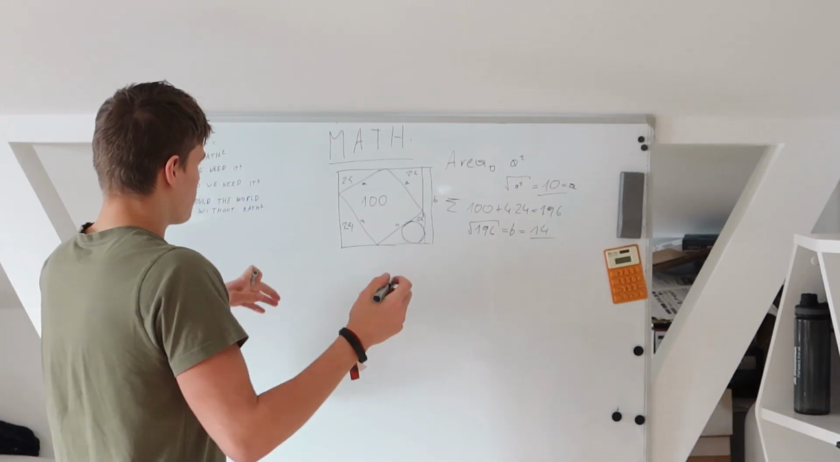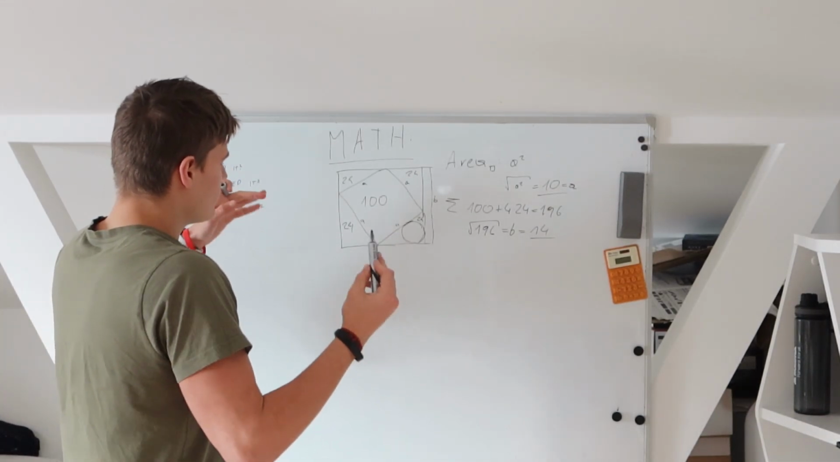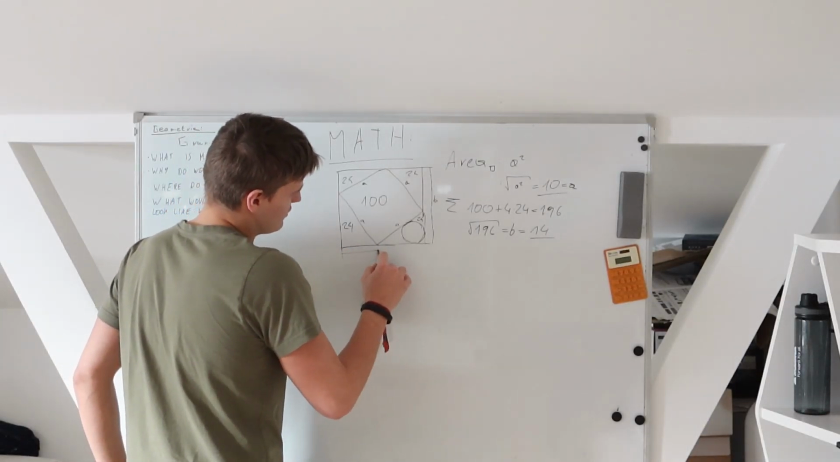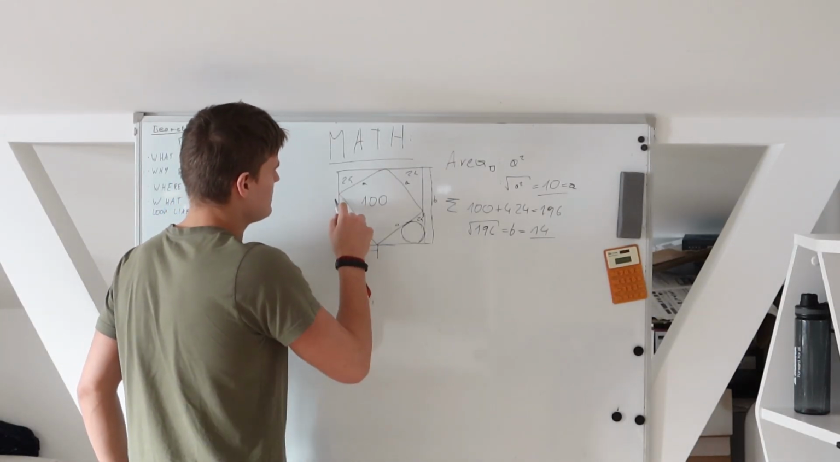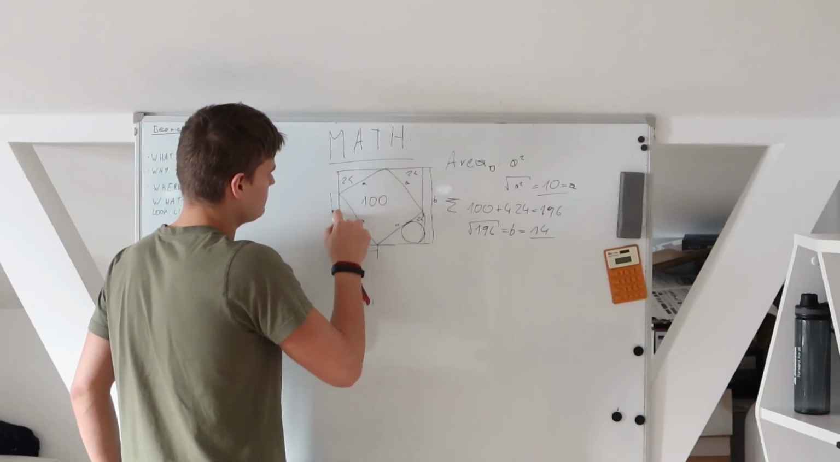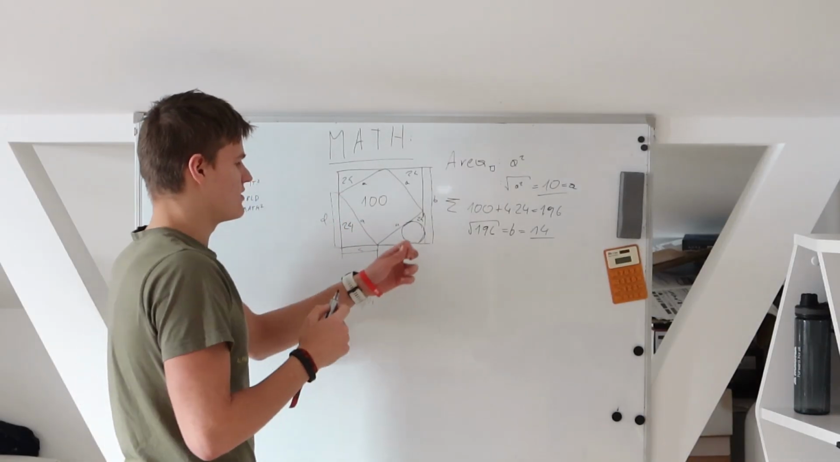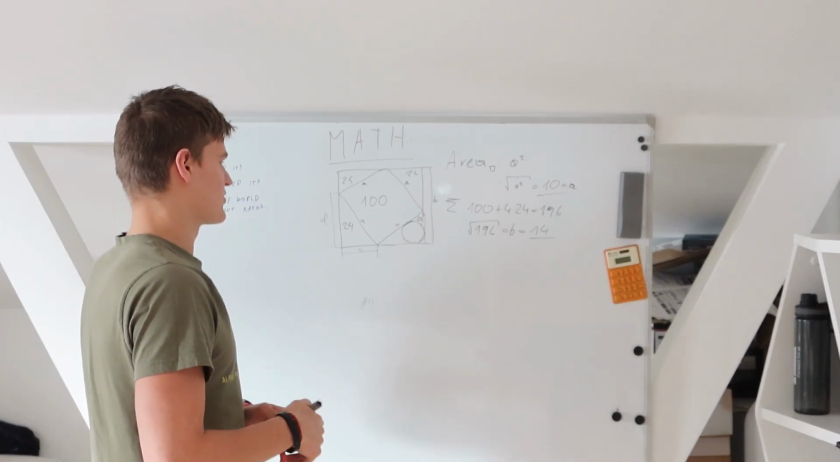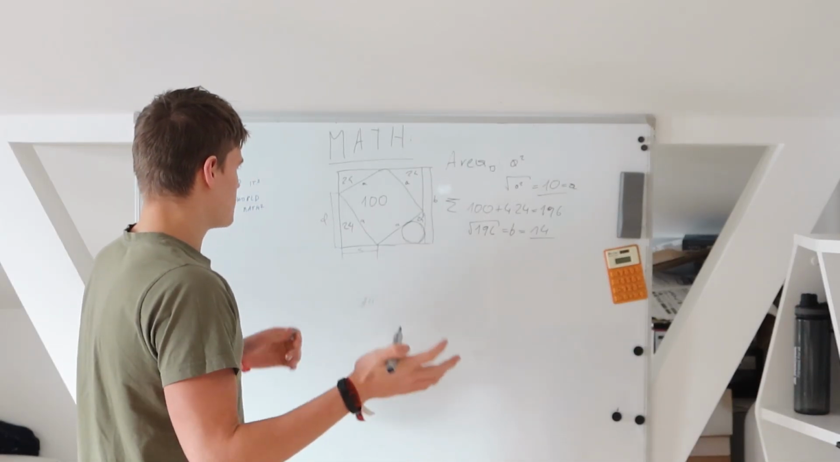Well, what do we actually need to find out? We need to find out this length right here. So let me just do it like this. This is going to be C, and this length is going to be D, to then find out what the area of the circle is. And let me speed things up a little bit.